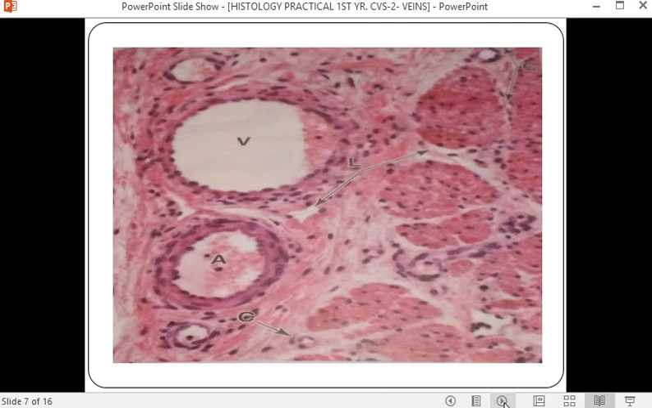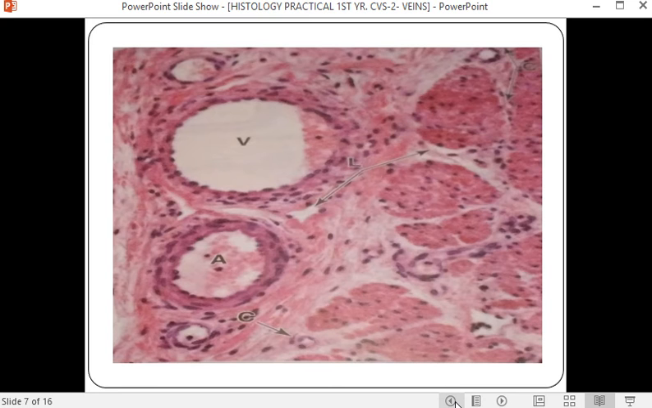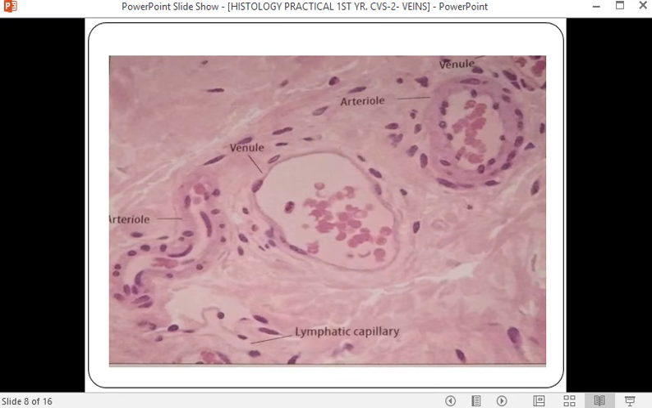This is the microscopic diagram of a venule. We can see that in the venule, 2 to 3 layers of smooth muscle fibers are present in tunica media. Then in the next diagram we can see a venule. This is also a muscular venule, and we can see 2 to 3 layers of smooth muscle fibers surrounding the endothelium, basically forming the tunica media of a venule.